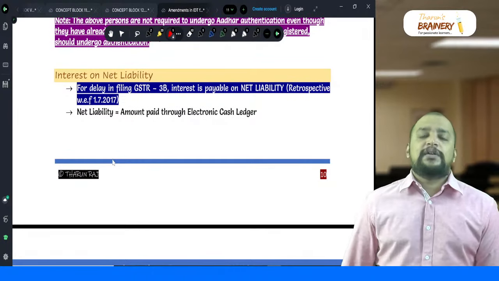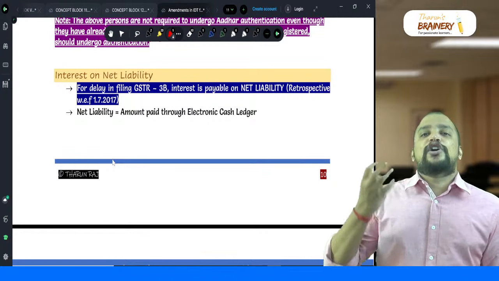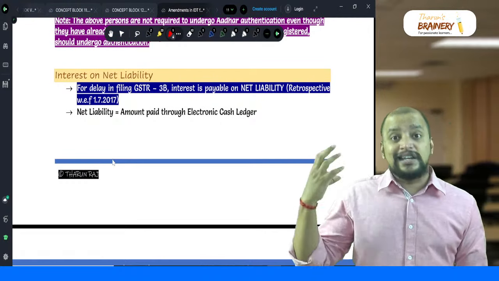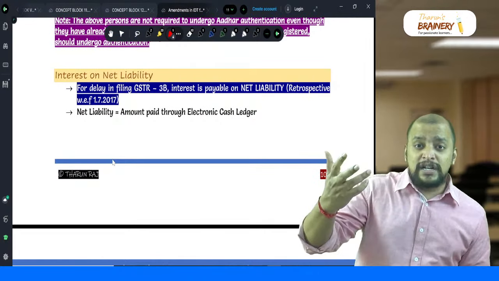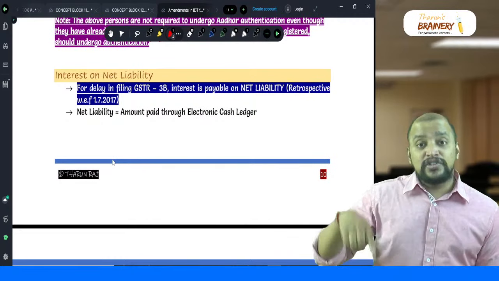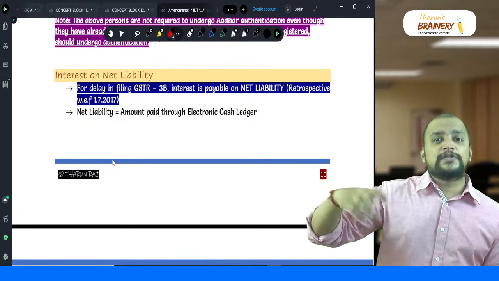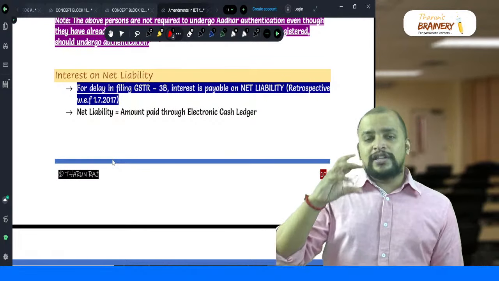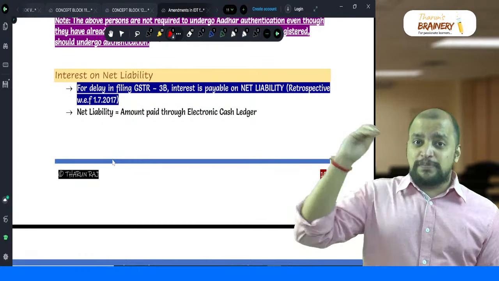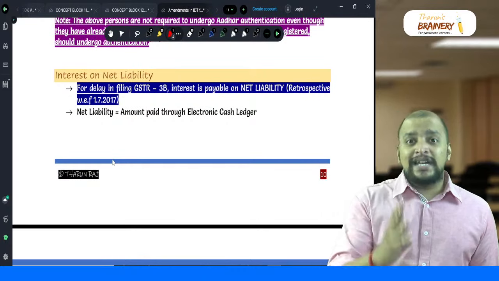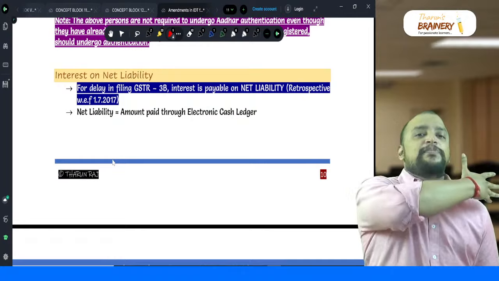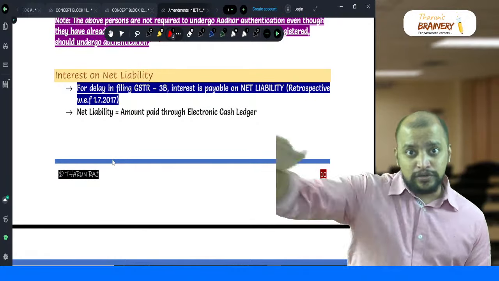What is the meaning of net liability? That amount which is paid to the electronic cash ledger, that is only taken as the net liability. It includes gross liability under FCM minus input tax credit, that is net liability under FCM, plus GST payable under RCM. So that is known as payable through cash ledger. On that amount only we need to compute interest. So therefore it is on net liability. This is a retrospective amendment with effect from 1/7/2017. Through the Finance Act 2021, they made it applicable retrospectively from 1/7/2017.